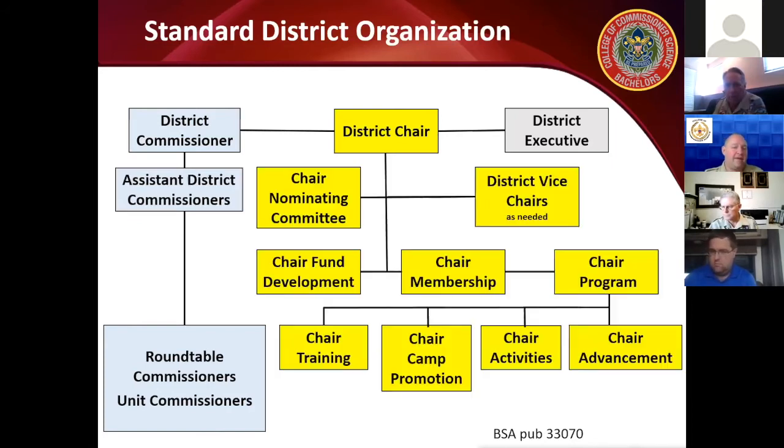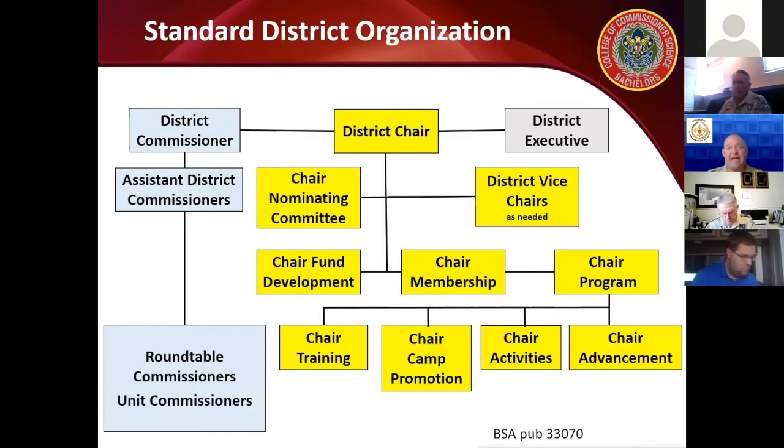Here we see in the yellow blocks, these are our standard district committees. Your district may apply the district vice chairs to the various committee chair positions, but the typical blocks remain the same as they support the district committee's 3 main functions, which are membership, fund development, and program. And program is quite a big area because it includes your training, your camp promotion, activities, and advancement. In addition, there is a nominating committee to help find volunteers to support these committees.